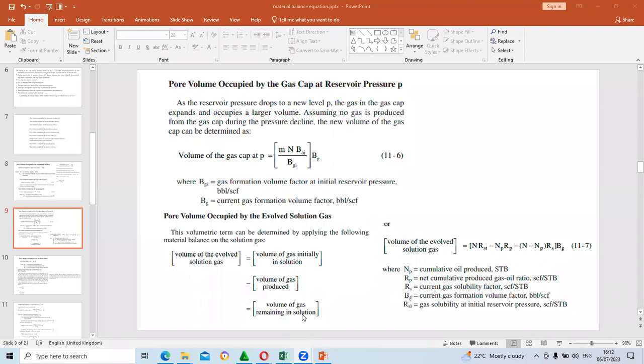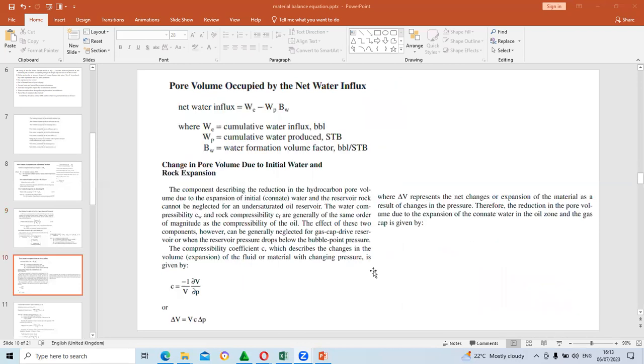And if you want to calculate the volume of gas remaining in solution, you must bring in another term which we call gas solubility. The amount of gas that is in solution is what we call gas solubility. The amount of gas that will dissolve in one stock tank barrel of oil is the definition of gas solubility. When you look at the formula now, you see Rs coming into it. You have to bring in that particular formula if you are looking at the volume of gas remaining in solution.